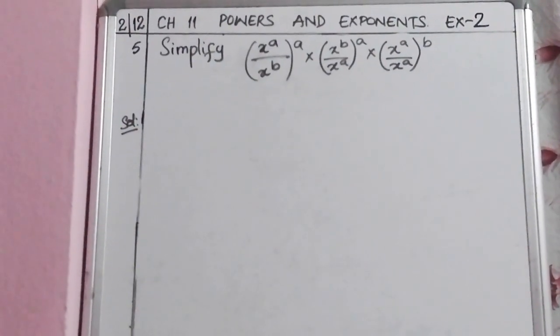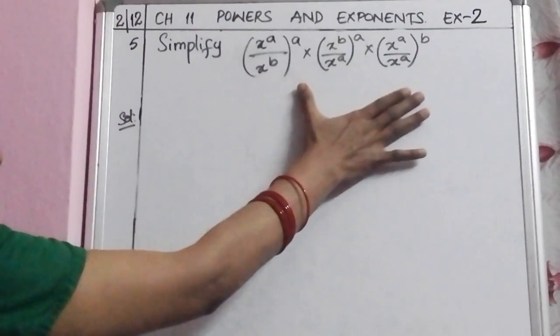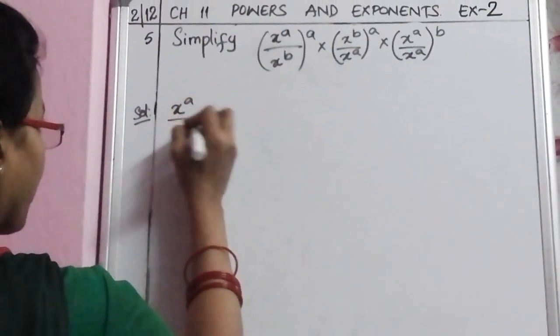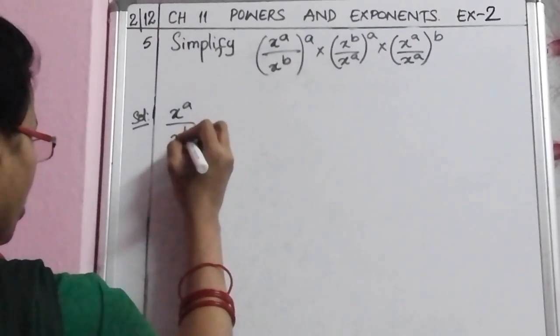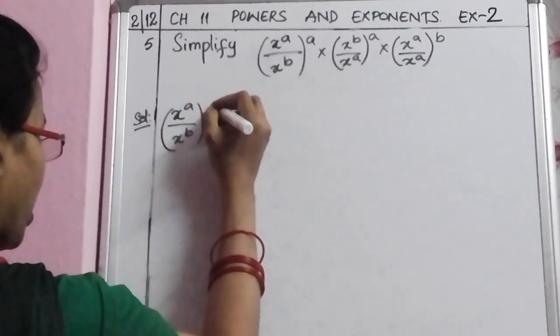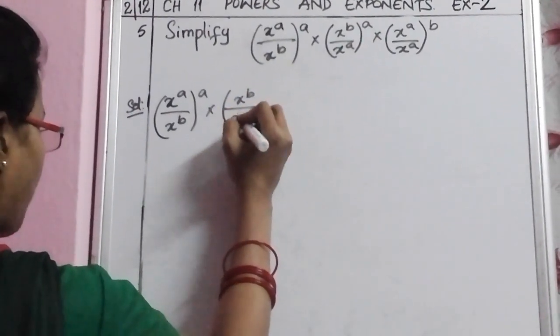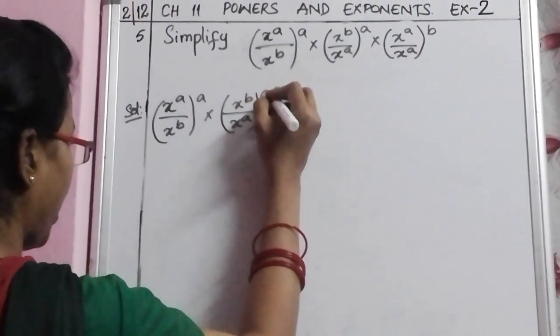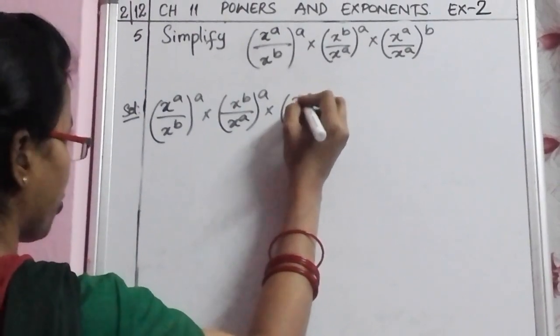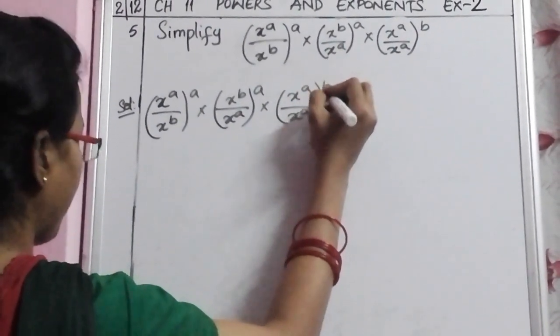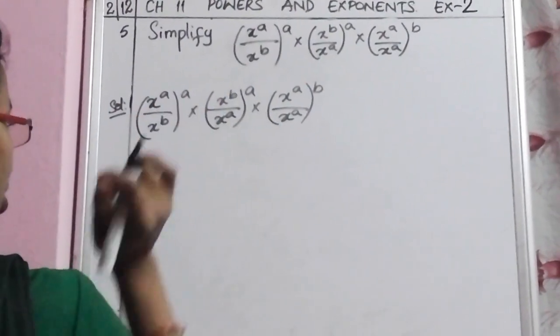Understood? Copy in your class workbooks, children. The fifth question is simplify, and they have given you the question. First let us copy the question. (x to the power a by x to the power b) whole to the power a into (x to the power b by x to the power a) whole power a into (x to the power a by x to the power a) whole power b. This is the question given.